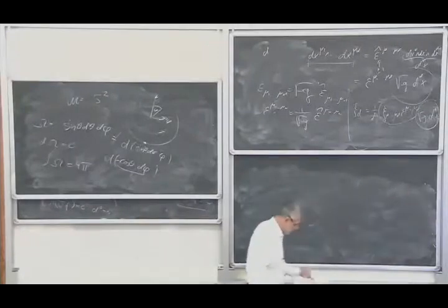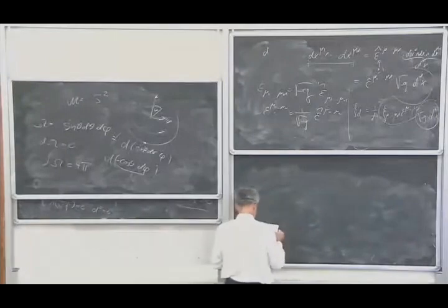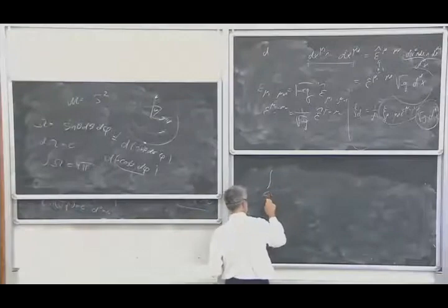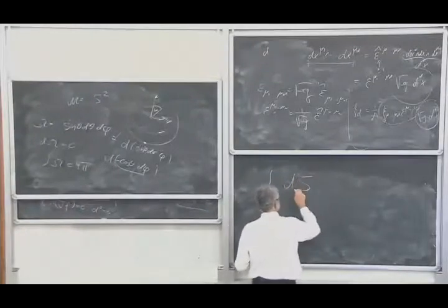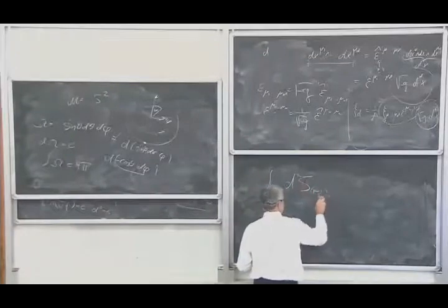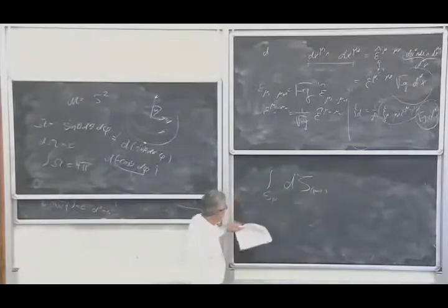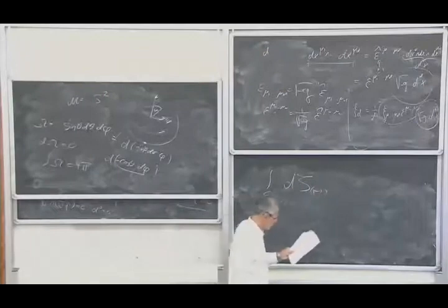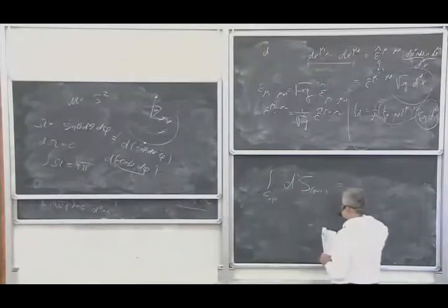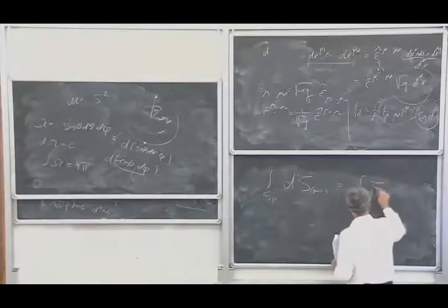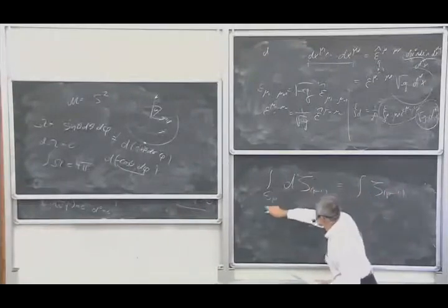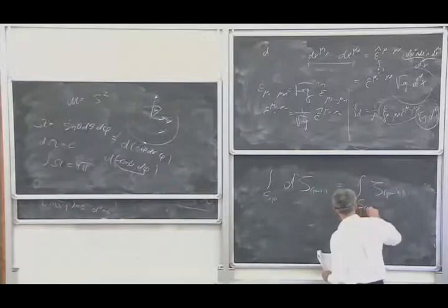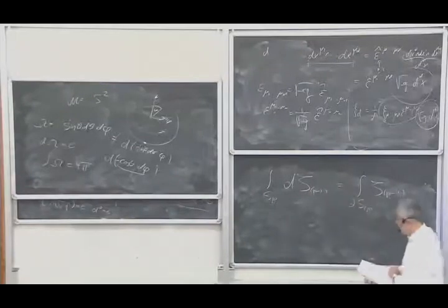So Stokes' theorem tells us that the integral over some p-dimensional submanifold of D of some p minus 1 form, so that's a p form, which I can integrate over some p-dimensional manifold. Stokes' theorem tells me that this is the integral of the p minus 1 form zeta over the boundary of this p-dimensional submanifold, okay?